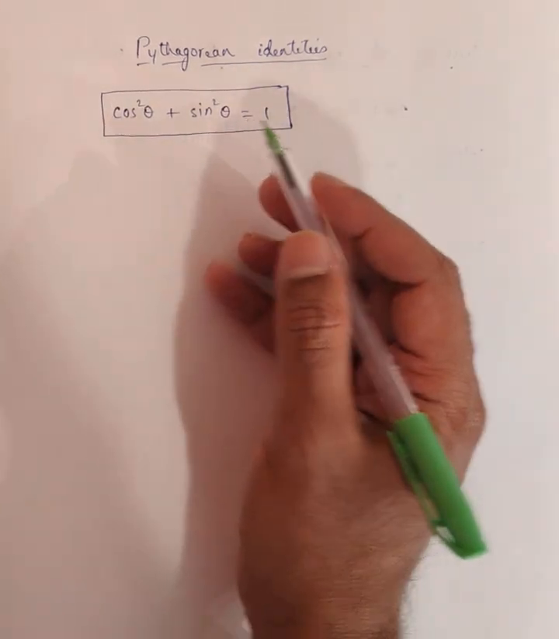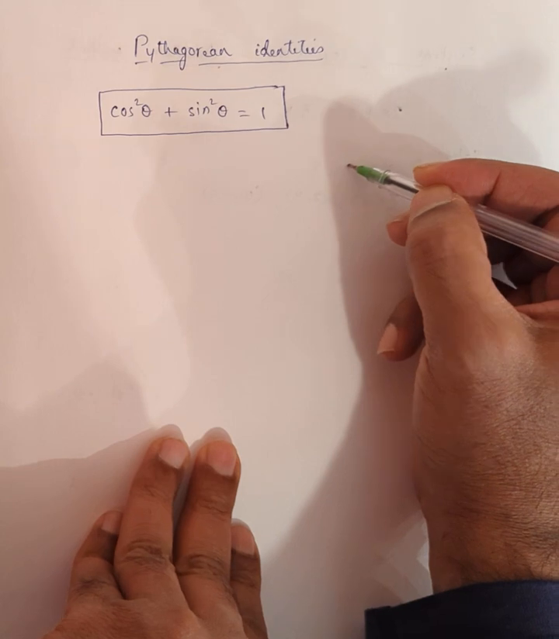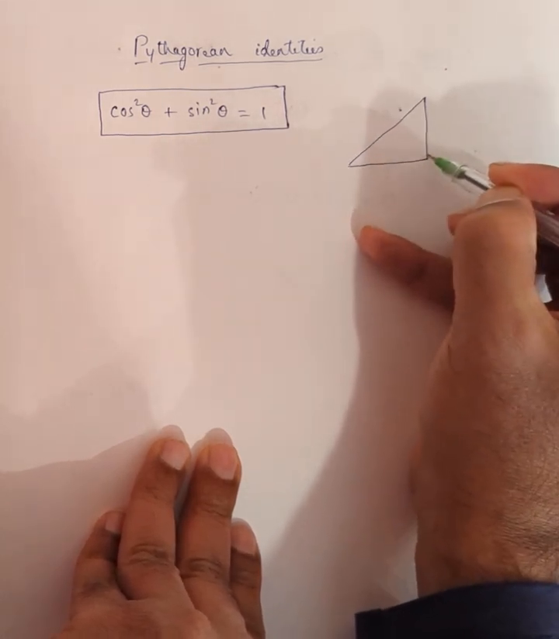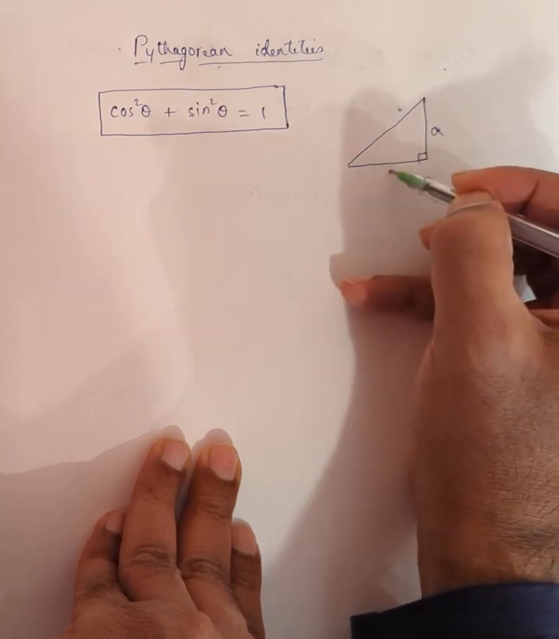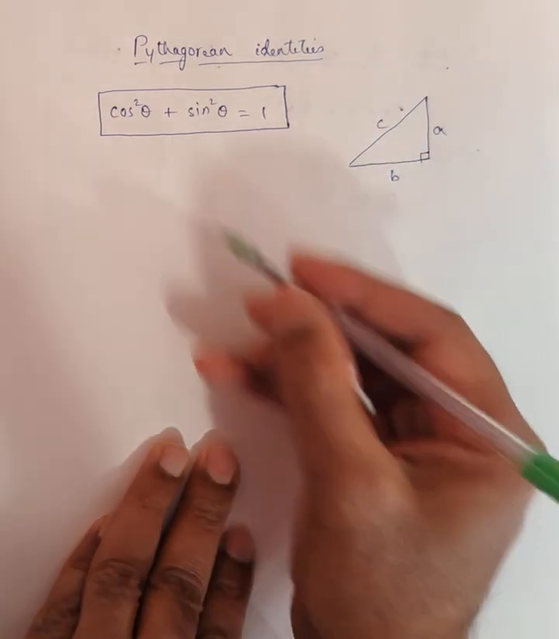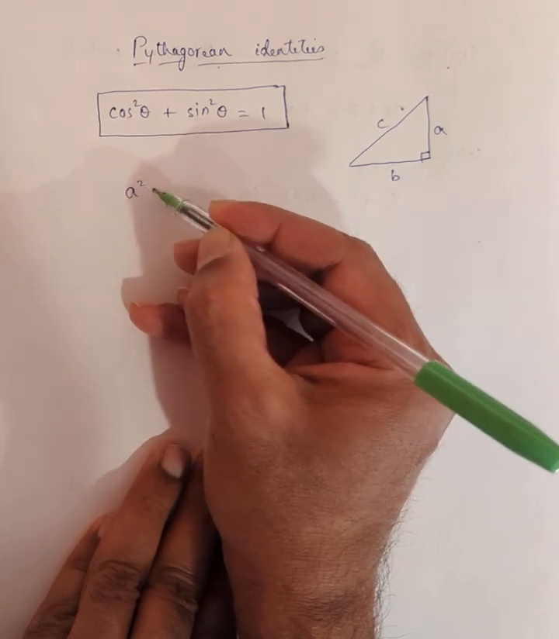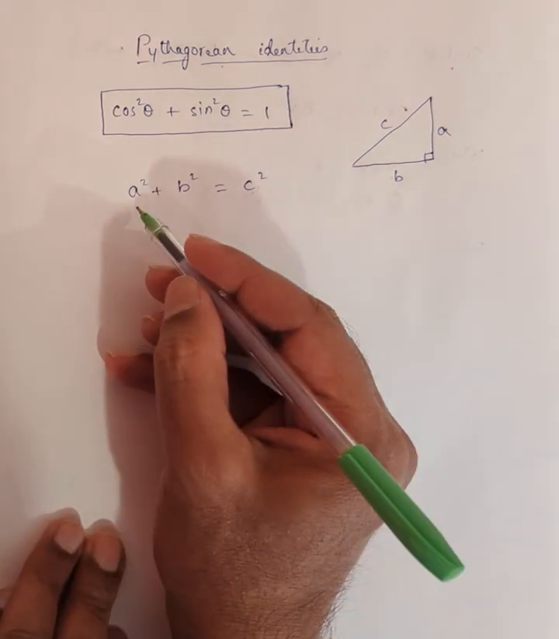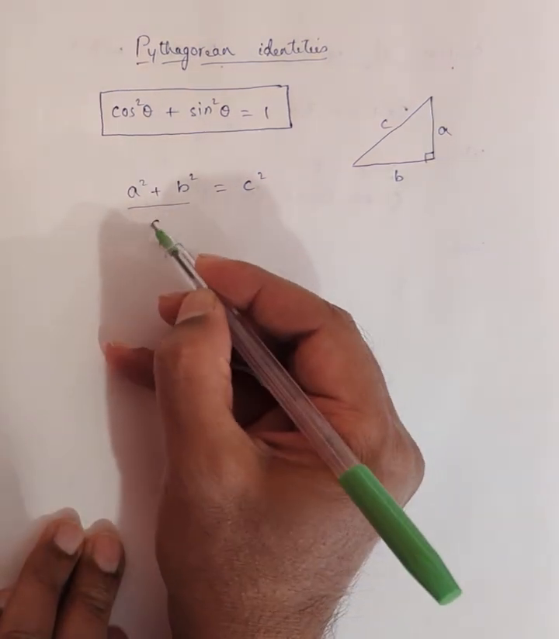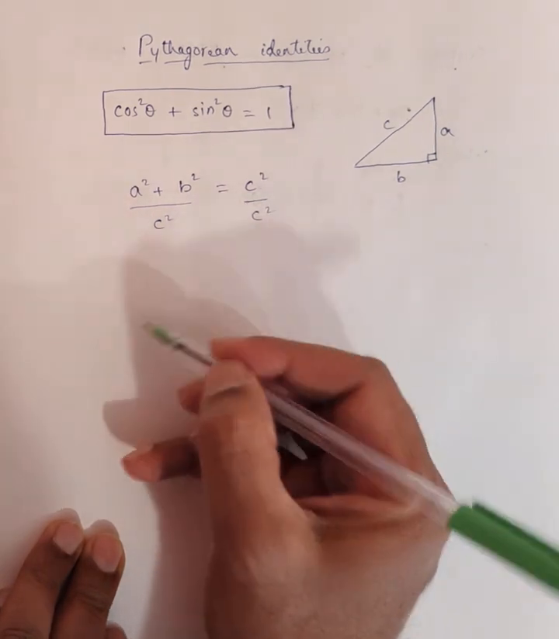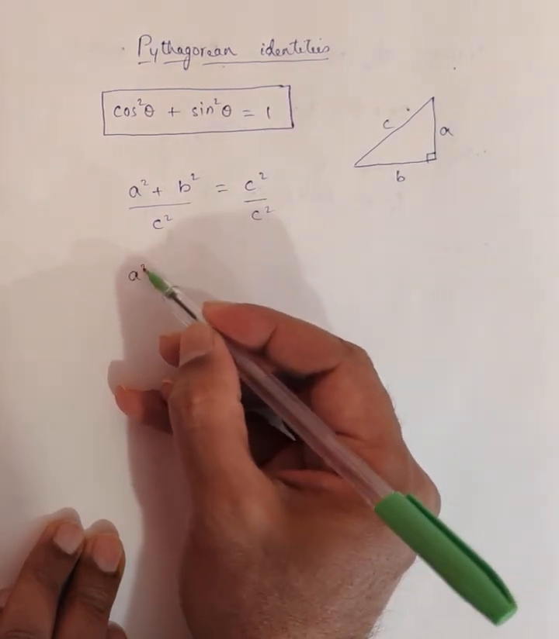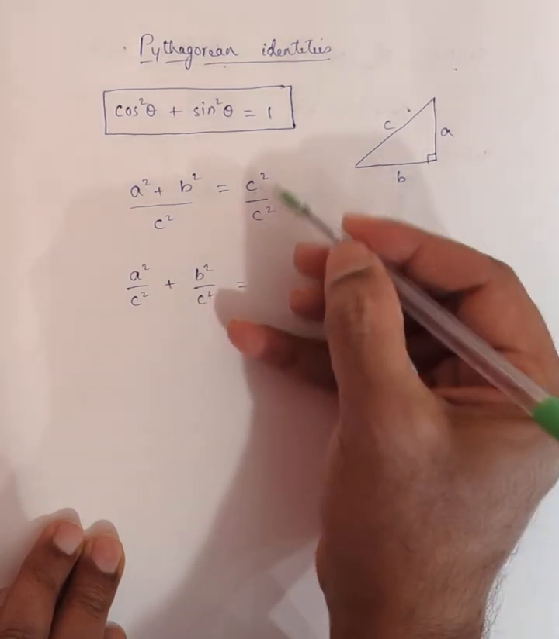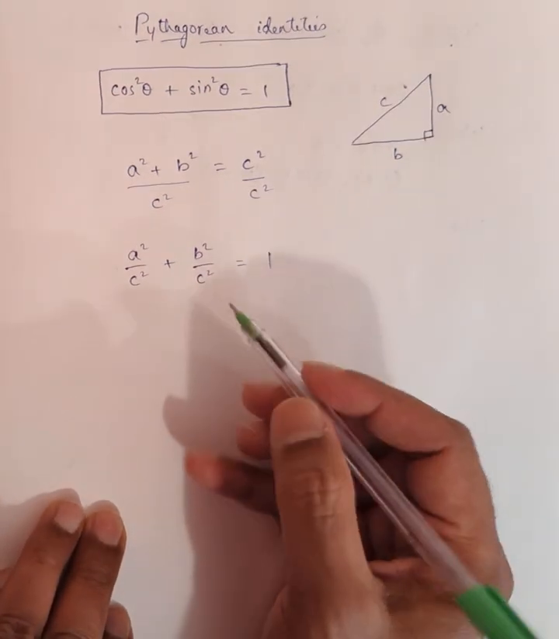Now, to prove this, you could use a right triangle where the legs are A and B, and the hypotenuse is C. Then we know A square plus B square is equal to C square. And if you divide both sides by C square, what you have on the left side of the equation is A square over C square plus B square over C square. And on the right side, C square over C square is just 1.